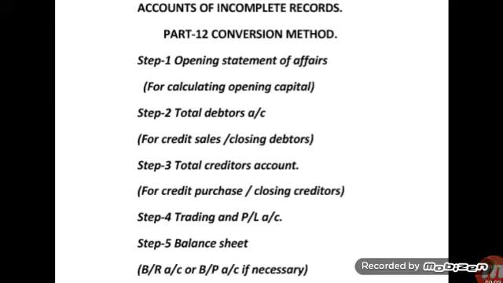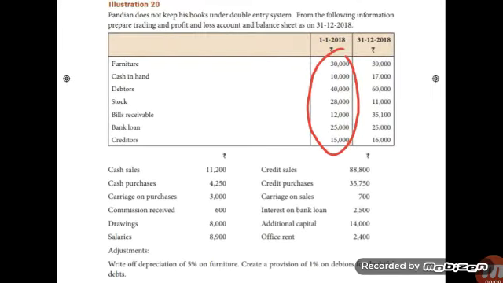Good morning. Today we are going to solve one problem in conversion method. Pandian does not keep his books under double entry system. From the following information, prepare trading and profit and loss account and balance sheet as on 31st December 2018. Opening and closing balances of assets and liabilities are given here. Children, opening capital is not given in the question.